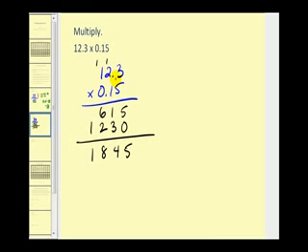Now we can't forget about our decimal. This number had 1 decimal place, this one had 2. 1 plus 2 would be 3, so the product must have 3 decimal places. So we start on the right and count over to the left 3 places. 1, 2, 3. Our product must have 3 digits to the right of the decimal, and now it does.